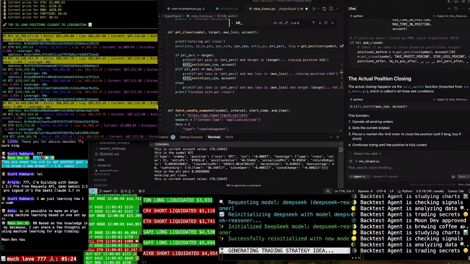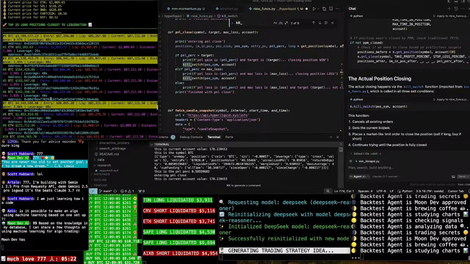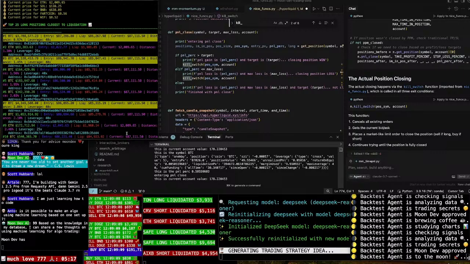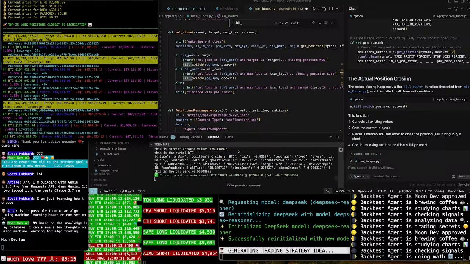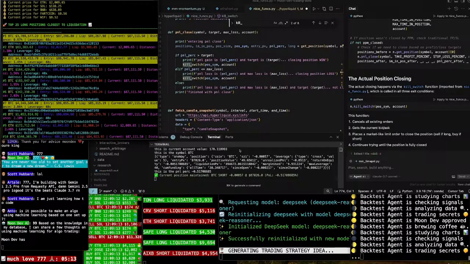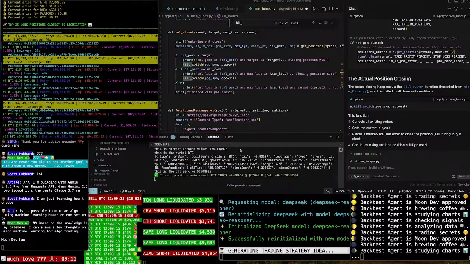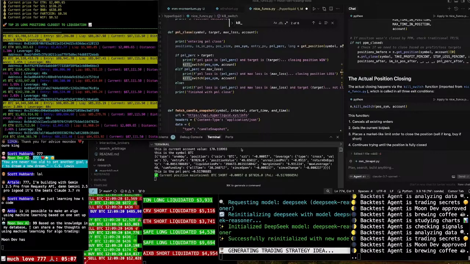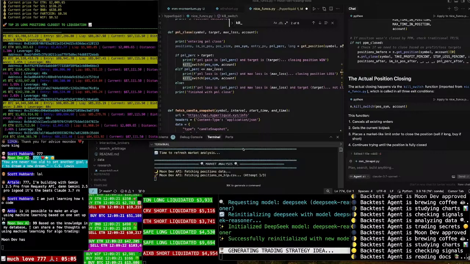1.4%, 2%. But what does that mean is the question. What does that mean? Does it actually mean they're about to get liquidated? I don't know.